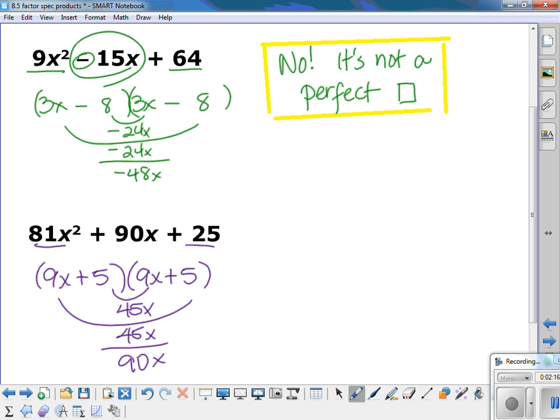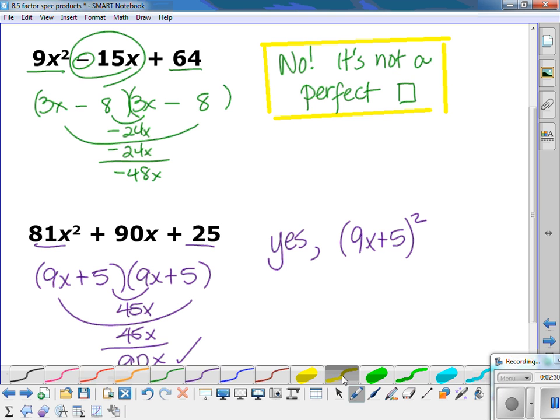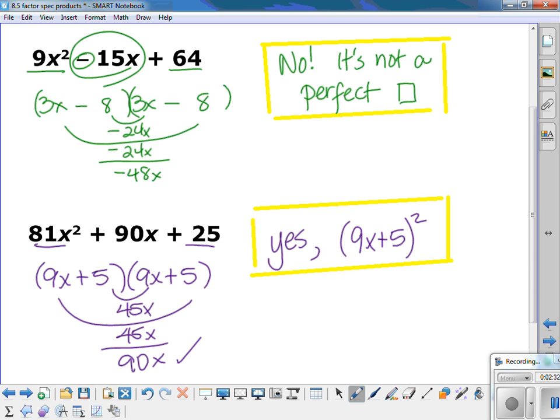So is it a perfect square? Yes, it is. That's what we want. And so if I factor it, then I can just write it 9x plus 5 squared. Okay? Any questions?